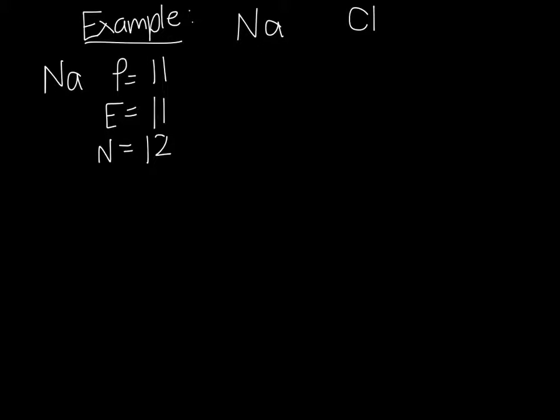So let's draw a Bohr model for sodium. We would have the nucleus in the middle, and we could put protons are 11 and neutrons are 12 in the middle of there. And then we would start to draw our electrons. How many electrons can you put in the first shell? You should be thinking 2.